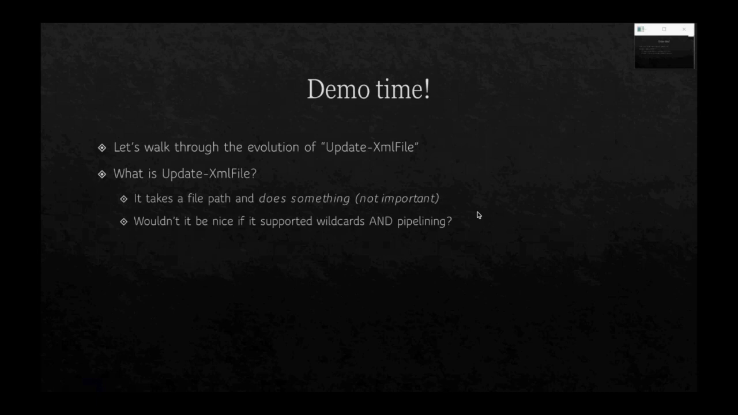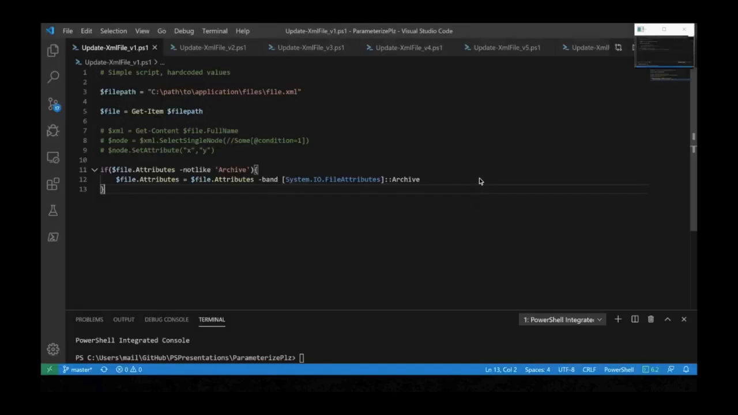All right. So, with that in mind, and hoping that everyone muted themselves correctly, here I have version 1, the ground zero of the script or function that we're going to use today. I call this Update-XMLFile-v1. It's a simple script. We have some hard-coded values: a hard-coded path to a file, in this case an XML file. We use Get-Item to resolve and obtain a handle to this file on disk.